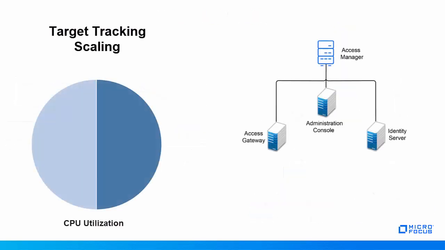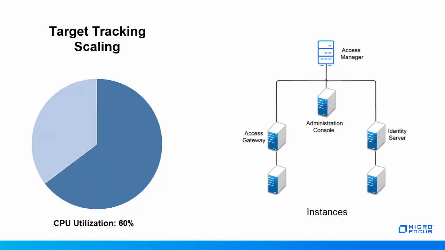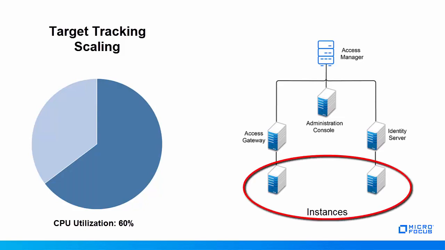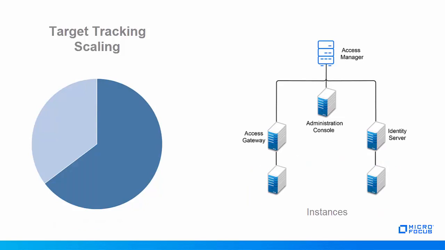In target tracking scaling, there is no need for manual provisioning of Amazon EC2 capacity, which enables you to meet the demands of Access Manager closely. For example, if you use target tracking scaling policies to select a load metric for Access Manager, such as CPU utilization, autoscaling automatically adjusts the number of EC2 instances required to maintain your target metric.